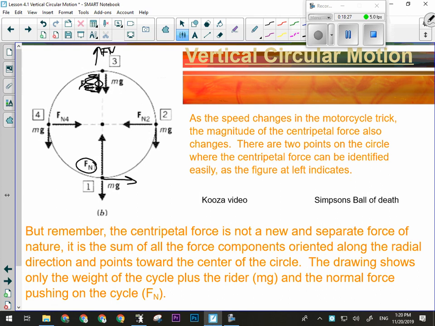All right. So this is what we do to give a feeling of apparent weightlessness: fly over the top of a vertical circle in order to produce that feeling.